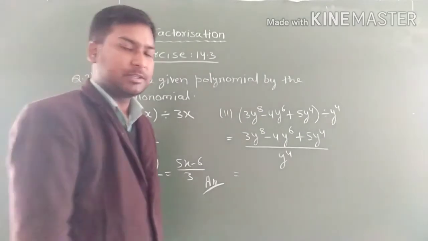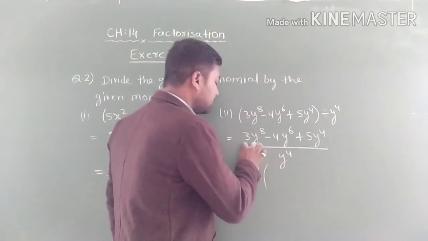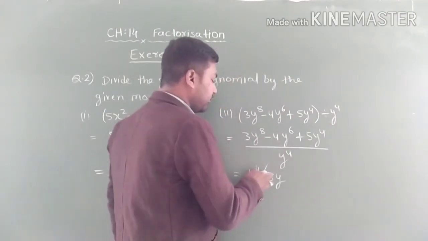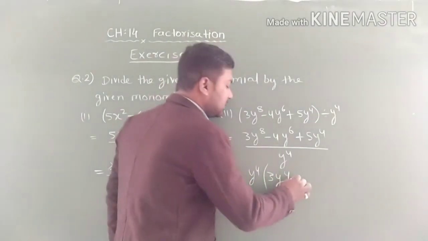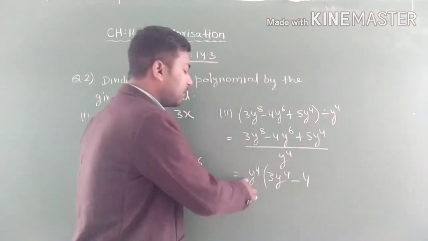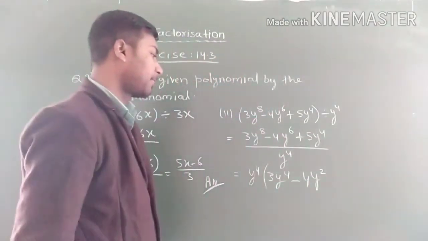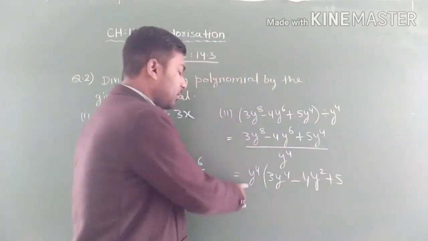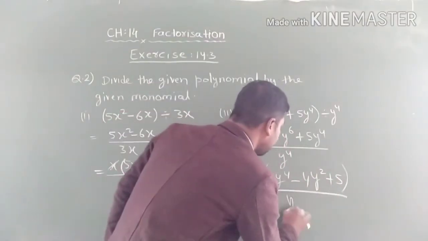So in this expression, y to the power 4 is common. So this is y to the power 4. What is left in the first term? 3y to the power 8 is given. So y to the power 4 is common, so y to the power 4 is left. Similarly, minus 4y to the power 6. So y to the power 4 is common, so y to the power 2 is left. Plus 5y to the power 4 is common. So what is that? 5 is left. Divided by y to the power 4.